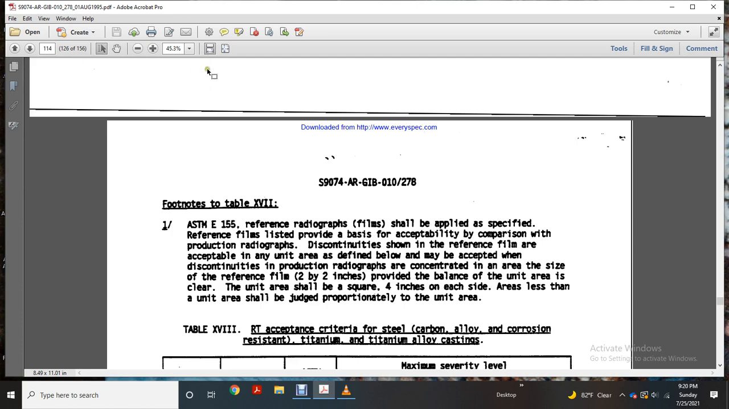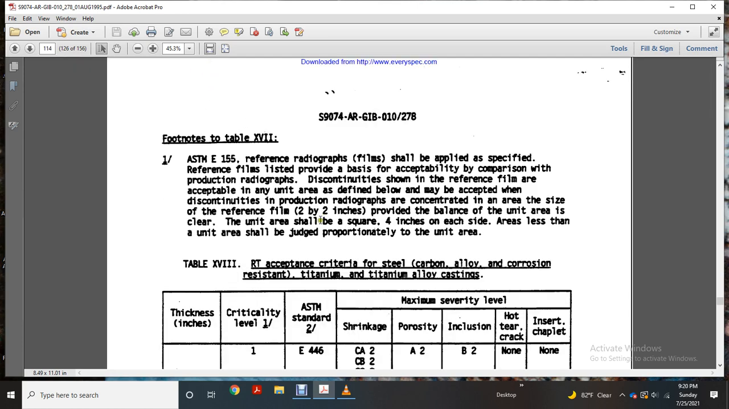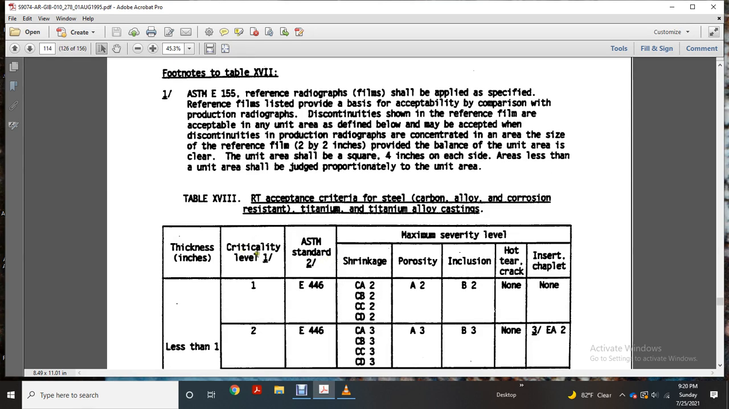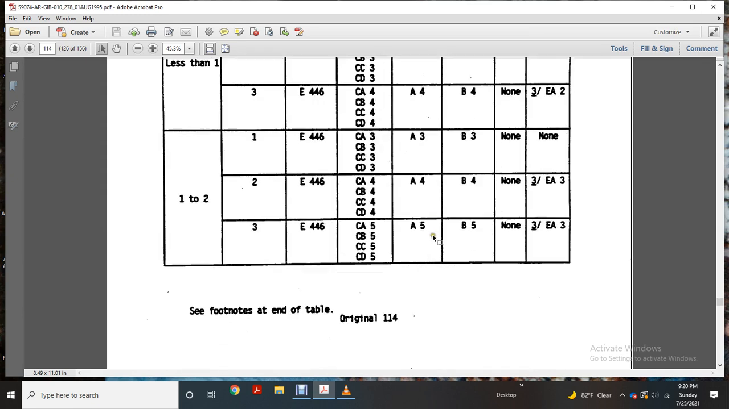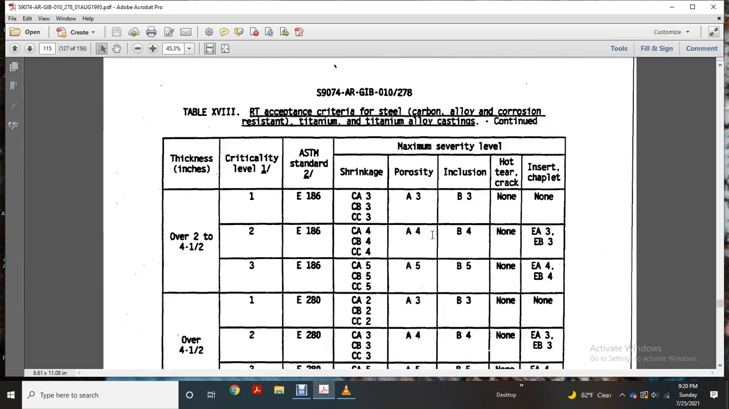Alright, and then they show the table footnote, radiograph table, acceptance criteria: steel, carbon, alloy, corrosion, titanium, and titanium alloys, thickness criteria, level of the ASTM standard, shrinkage, porosity, inclusion, hot tear cracking, insert, the maximum severity level, thickness, and then it goes on.